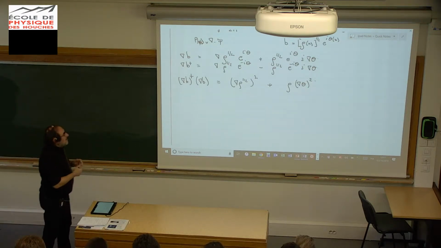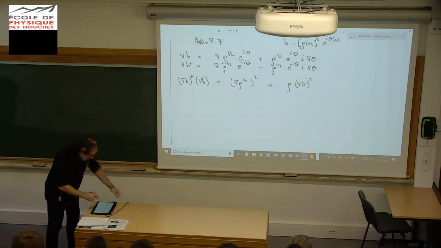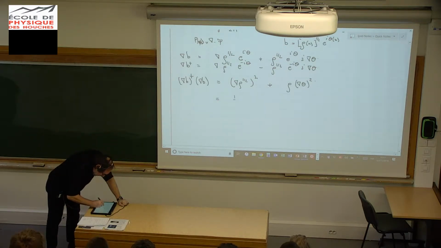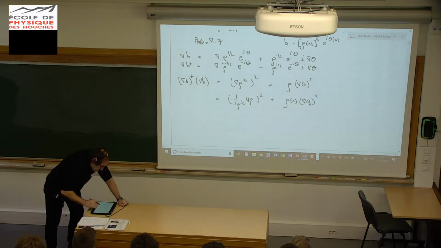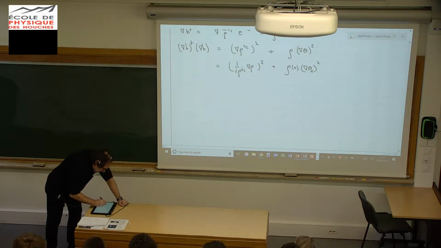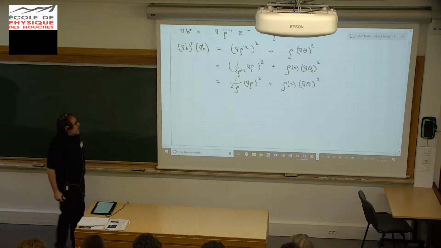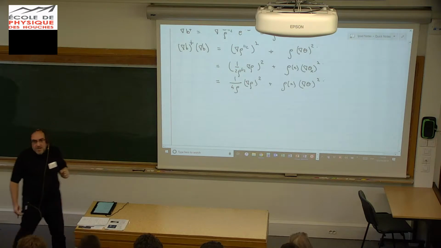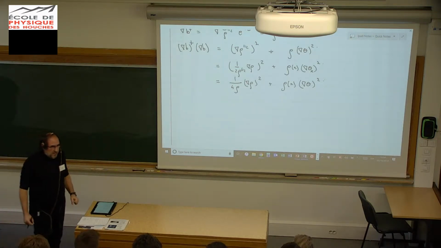Now I can rewrite grad rho to the 1/2 as grad rho and whatever, so let me rewrite it. So this is 1/2 of rho to the 1/2 grad rho squared plus rho. This is a function of x a priori, grad theta squared. This is also a function of x. Now I can rewrite this as 1/4 rho grad rho squared plus rho of x grad theta squared. Okay, very nice. I have my expression. It's not even too complicated. So this is my kinetic energy.